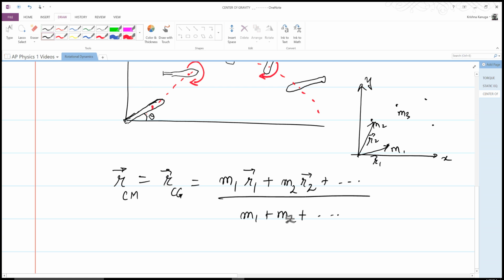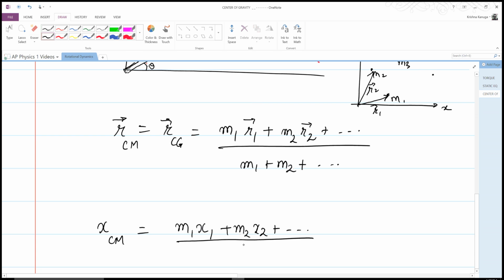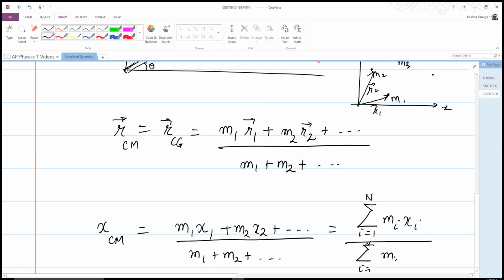Now this is a vector relation, so obviously I can break it up into components, and the component part is very easy. The x center of mass or the x center of gravity is simply equal to m1 times x1 plus m2 times x2 plus so on and so forth, divided by m1 plus m2 plus ... And we can also write this as the summation from i equals 1 to n of mi xi, divided by the summation from i equals 1 to n of mi.